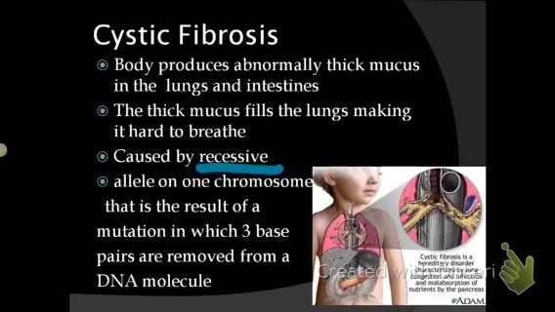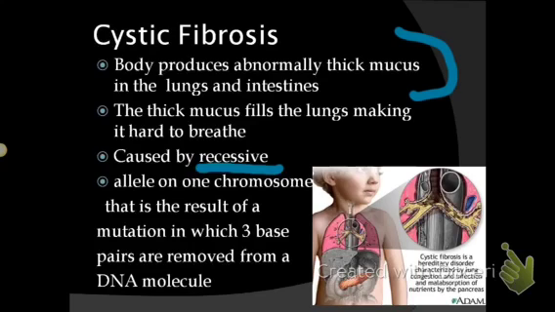What cystic fibrosis is, it's a problem with the lungs. The body produces thick mucus in the lungs and also in the intestines. And then the thick mucus fills the lungs, making it hard to breathe. And because it's so thick, it doesn't break up. Like when you have a bad cold, and you can hear that mucus start to break up and move out of your lungs. That doesn't happen with people who have cystic fibrosis. That mucus stays there, and it's really hard to break up, which makes it hard for them to breathe.